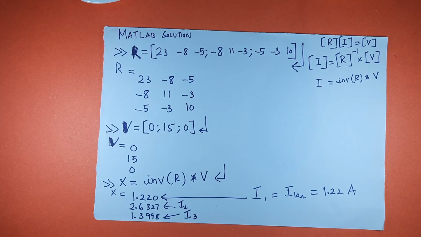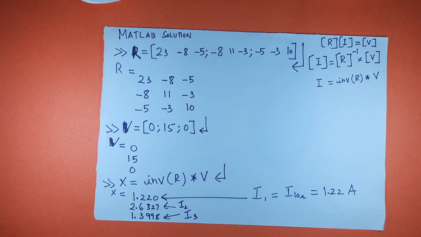R equals 23 minus 8 minus 5, minus 8, 11, minus 3, minus 5, minus 3, 10. Next we will define V, which is a column matrix. Square bracket open. First element is 0, semicolon. Second element is 15, semicolon. Third element is again 0. Close the bracket and press the enter key. So MATLAB will display the column matrix V equals 0, 15, 0.